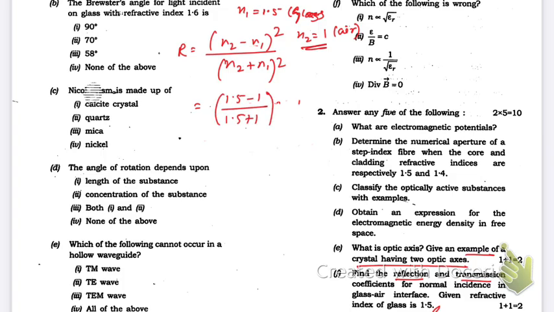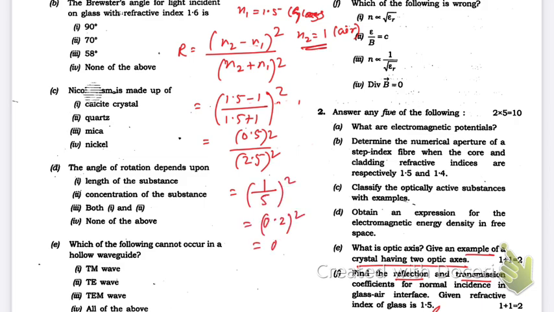Here we have to square it, so 0.5 square by 2.5 square, right? Here the first one is subtraction. So that means you can write 1 by 5 square, or you can write 0.2 square, that's going to be 0.04. Now let me find the transmission coefficient.